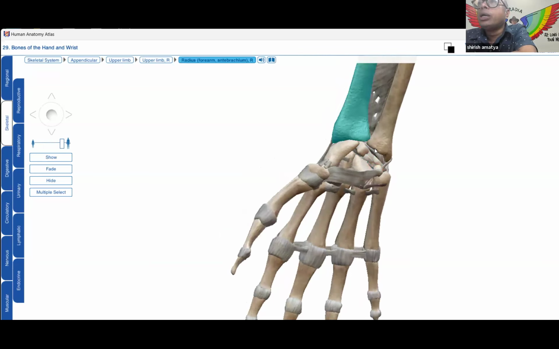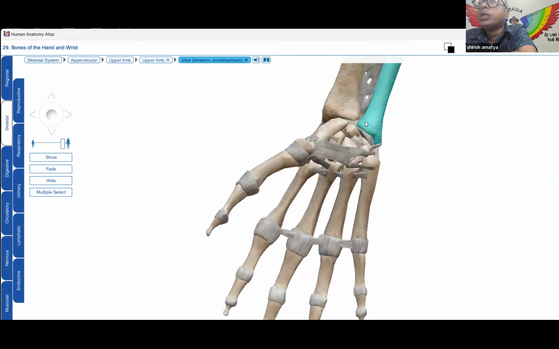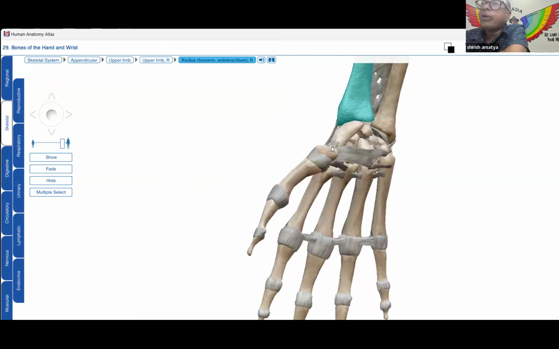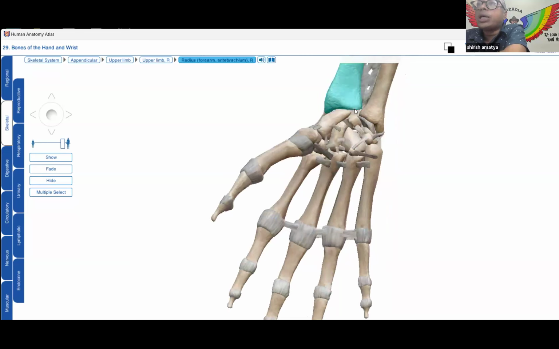The distal end of the ulna doesn't take part in the formation of the wrist joint. The wrist joint is only formed by the distal end of the radius with the three lateral carpal bones of the proximal row. So this is the bony structure of the wrist joint. And if I remove this, as you can see in the wrist, there is a distal end of the radius which articulates with the proximal row of the carpal bones.